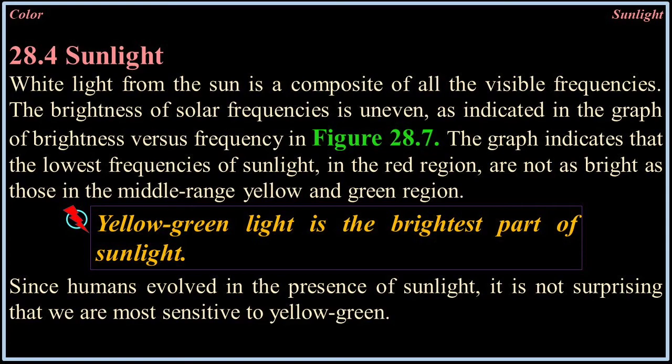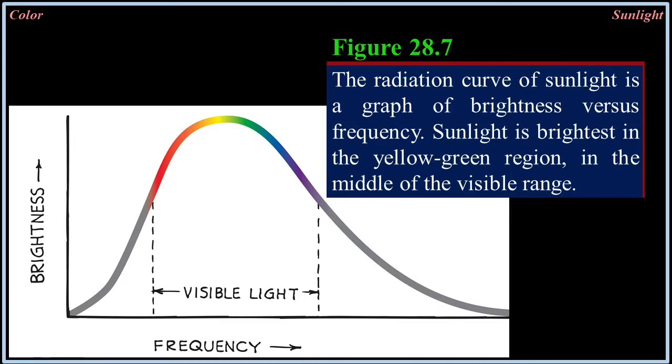28.4. Sunlight. White light from the sun is a composite of all the visible frequencies. The brightness of solar frequencies is uneven, as indicated in the graph of brightness versus frequency in figure 28.7. The graph indicates that the lowest frequencies of sunlight in the red region are not as bright as those in the middle range yellow and green region. Yellow-green light is the brightest part of sunlight. Since humans evolved in the presence of sunlight, it is not surprising that we are most sensitive to yellow-green.